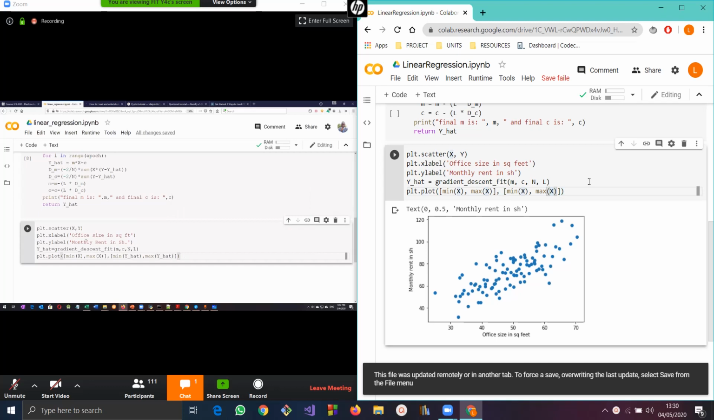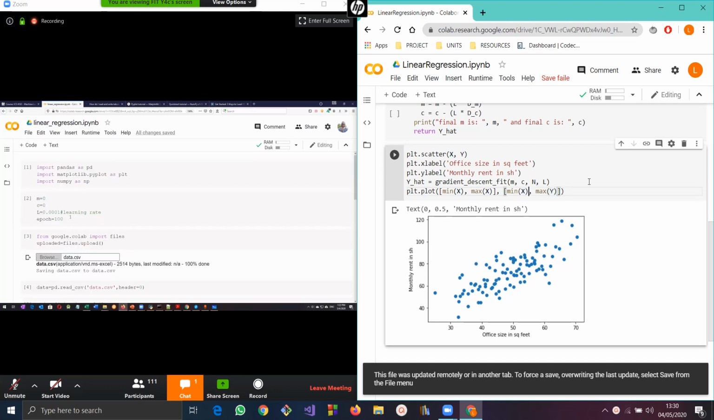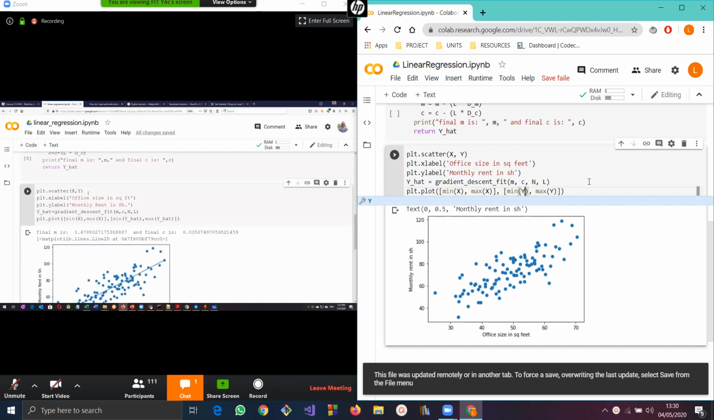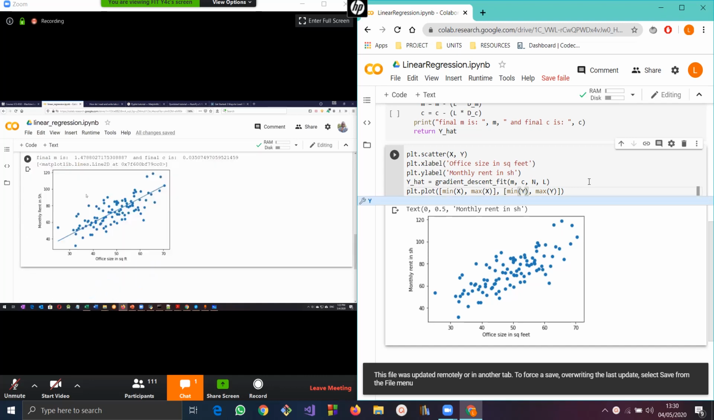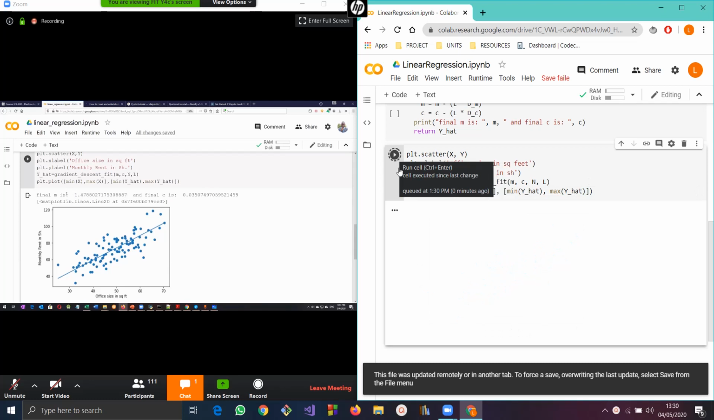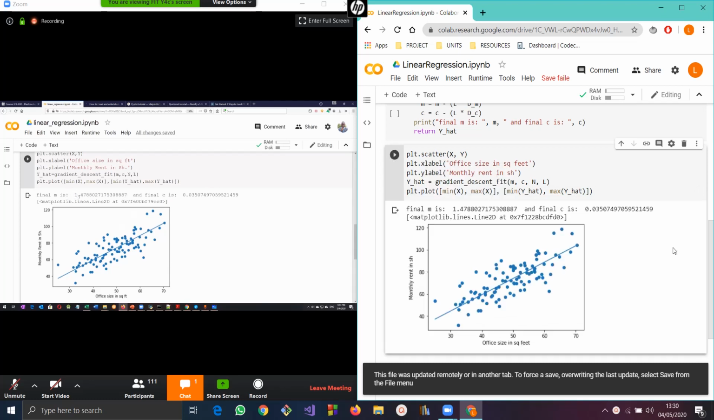Okay, fine. So let me see how many iterations are we doing. 100, not much. And actually, so when we run that one, you see this is the line of best fit that was able to be created. This is the final M value, and the final C value is here. It means this equation, say y is equal to 1.4788x plus 0.03507, whatever.